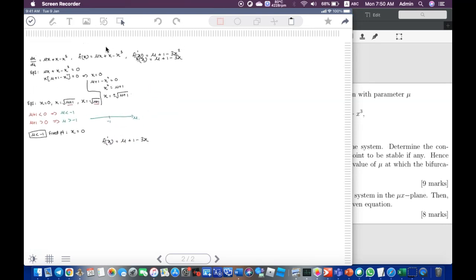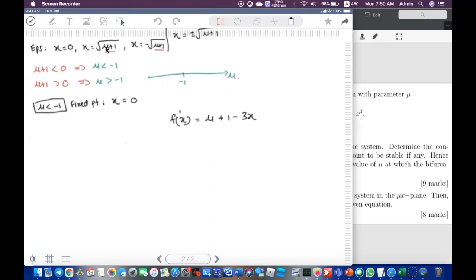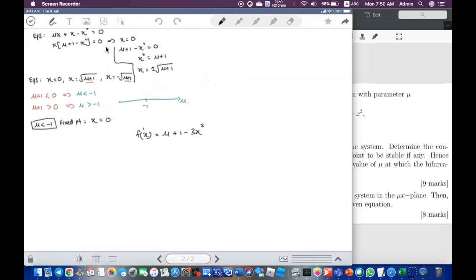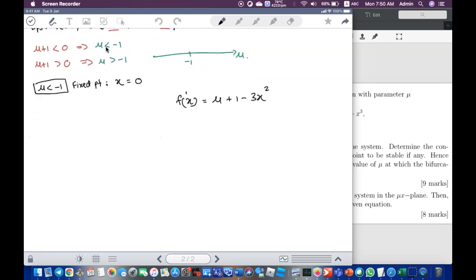Suppose we have x squared here. Okay, mu plus 1 minus x squared. Then we replace in f prime, we have something in terms of mu, and x is equal to 0. So what's the answer? We got mu plus 1. Okay, so in this case, our f prime when x equal to 0.